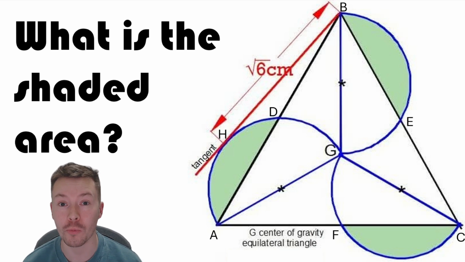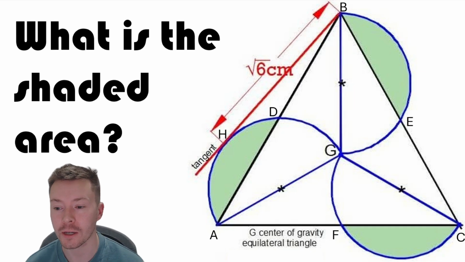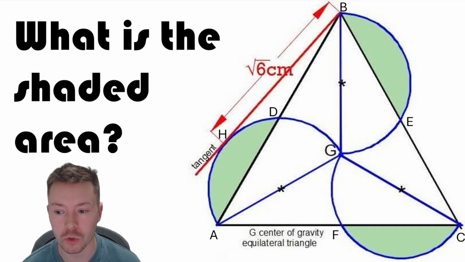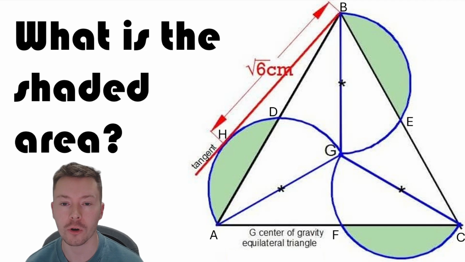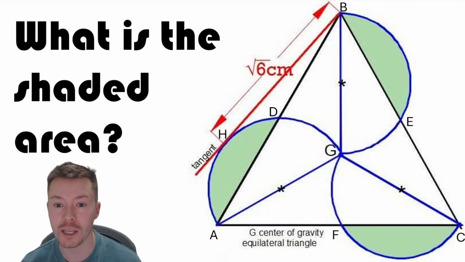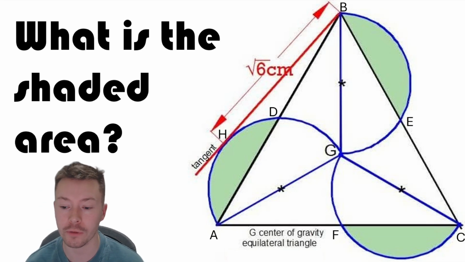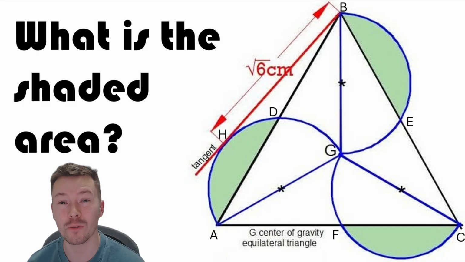This week I've got a really cool problem for you, and that's trying to work out the shaded green area in the diagram that you can see. Now, we have got an equilateral triangle. We have got three semicircles that touch each corner of the triangle and also touch with the other side of the semicircle, the center of gravity of that triangle, G.